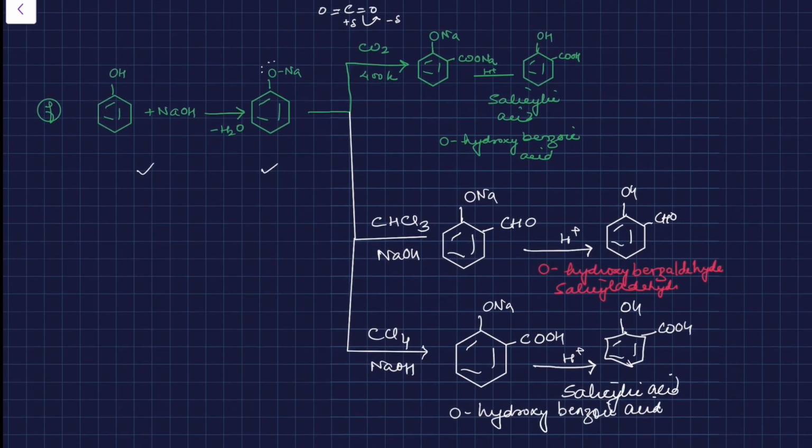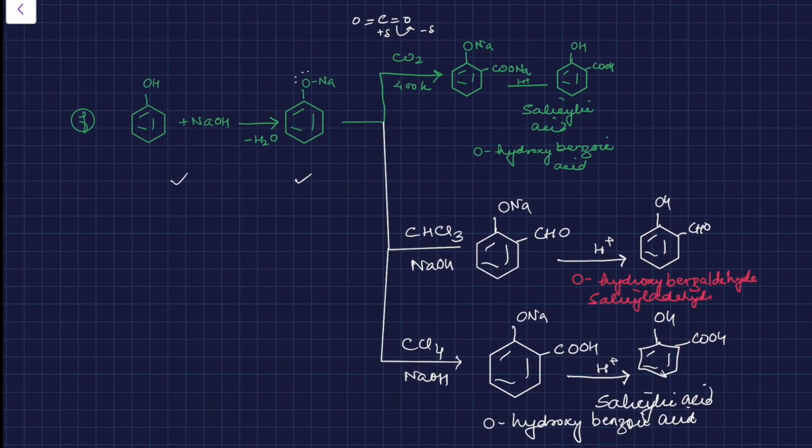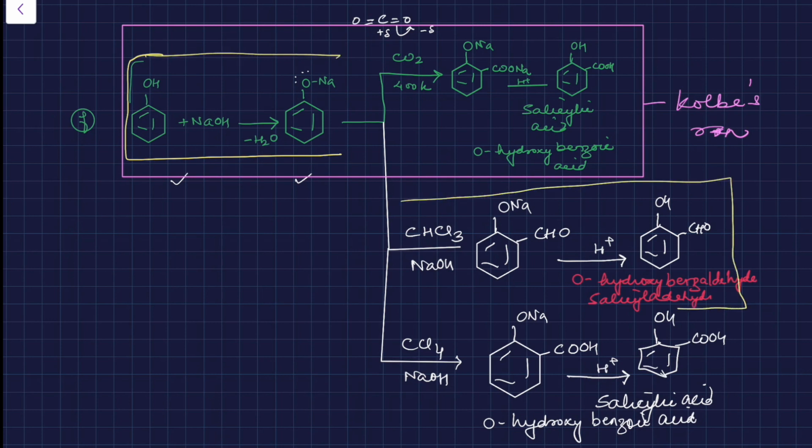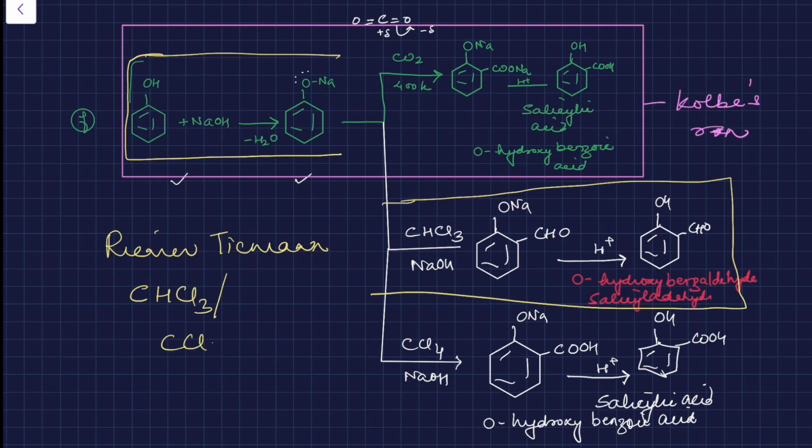So guys, if you look at these reactions, this reaction is known as the Kolbe reaction. It will have para products as well, but Kolbe is for the ortho product. This is the first step, this is the second step, and these are the rest of the steps. This is known as Reimer-Tiemann. So the Reimer-Tiemann reaction we can use with chloroform, or also we can use carbon tetrachloride.